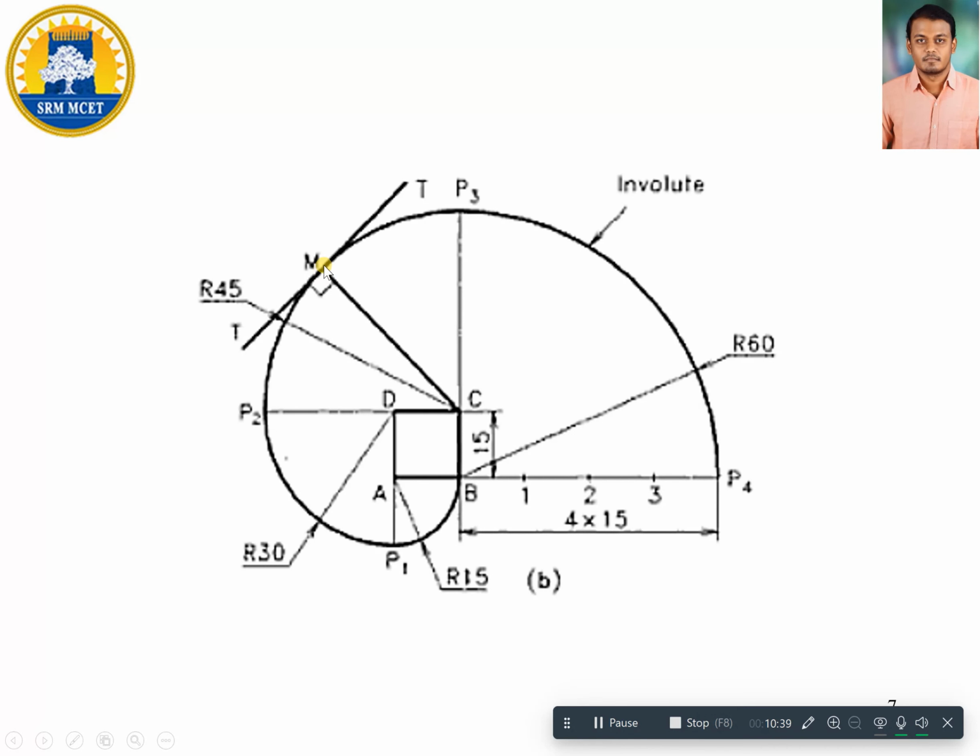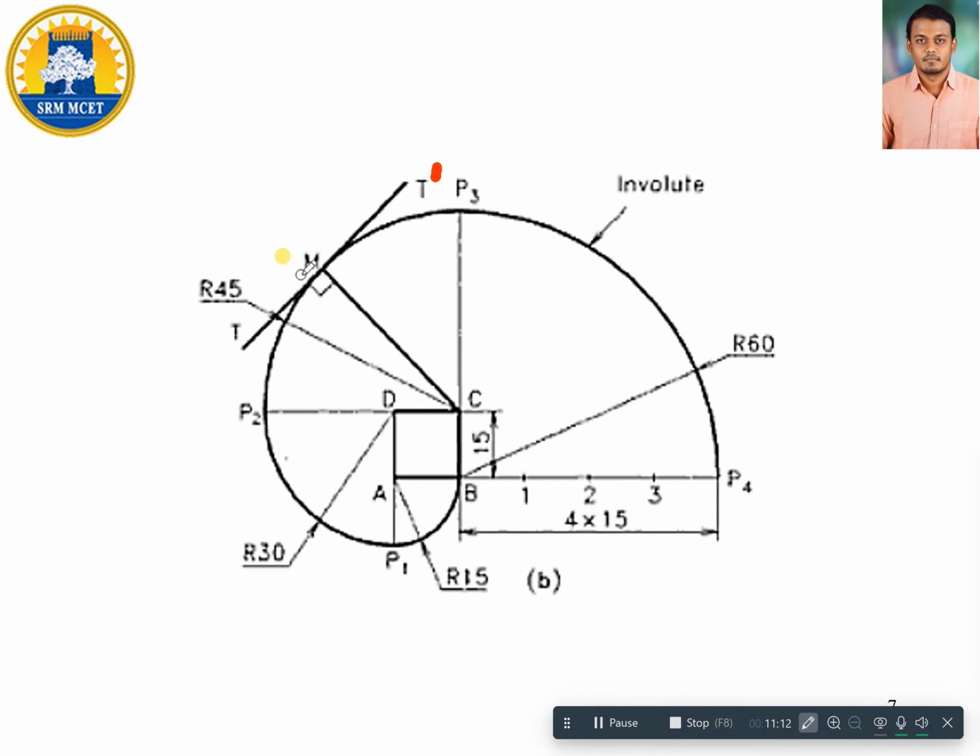Now placing your protractor at point M and taking an angle of 90 degrees, or 0 to 180 degrees, you will be able to identify the points T dash. This T dash touches the curve only at this point M. Therefore this T dash indicates the tangent to this involute curve. So this is how we need to draw the tangent and normal.